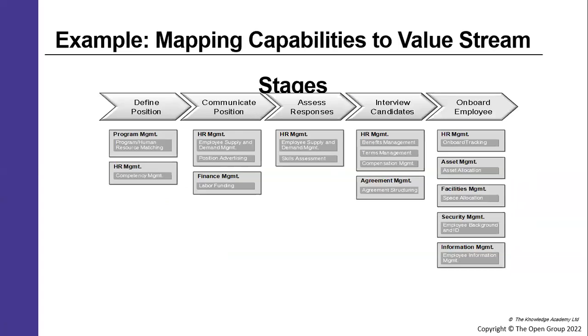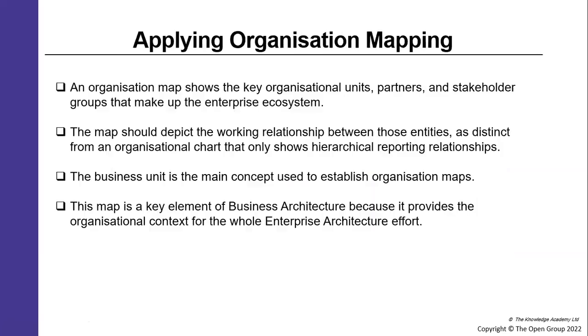Next one, value stream. Have a look at the value stream. A series of activities you do to deliver value is called a value stream. For example, recruitment. If you recruit someone, you define the position. Who does that? HR and program. Communicate, who does that? HR and finance. Assess, interview, and onboard, correct? It's called a value stream. So here what they've done is mapping capabilities to the value stream. Got it?